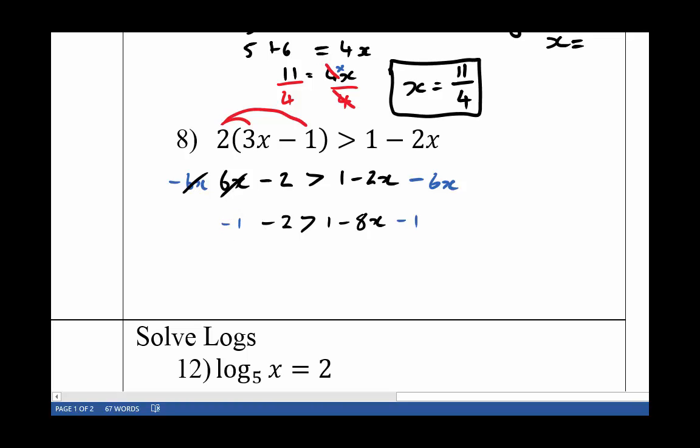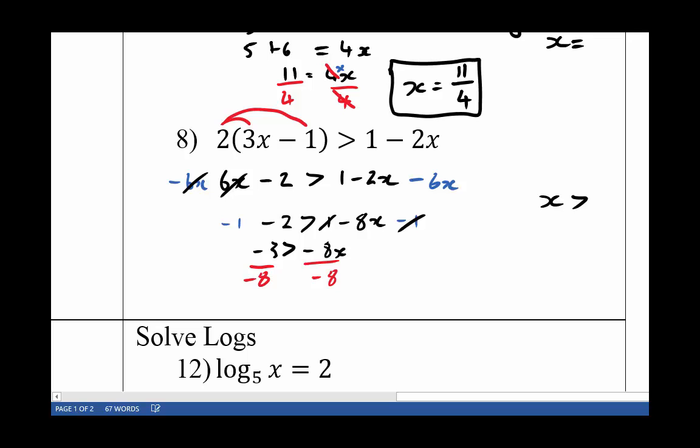Negative 1 minus 2 is negative 3. 1 minus 1, they will cancel out, and I'm left with negative 8x. That's great. Now, how do I get rid of that negative 8? Because I just want to get to x equals, although in this case it would be just x. To get rid of that, I divide by negative 8. Divide by negative 8. Exactly the same so far.